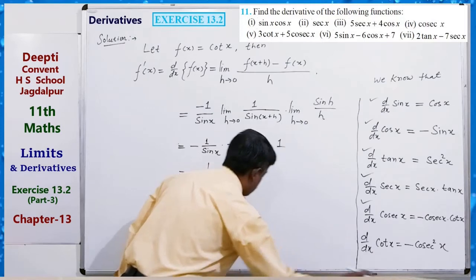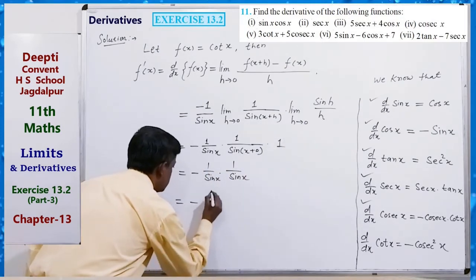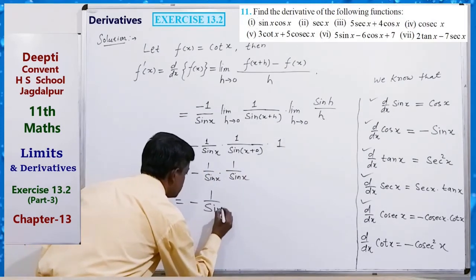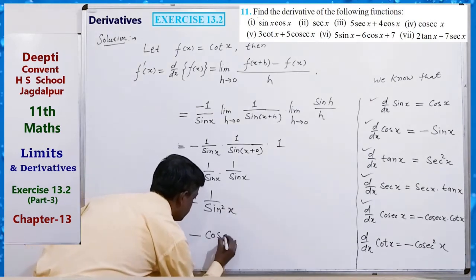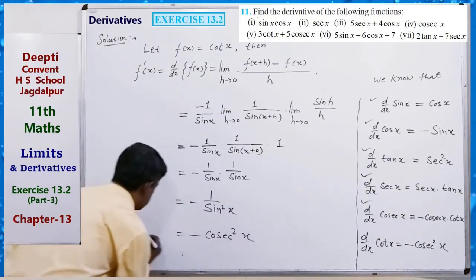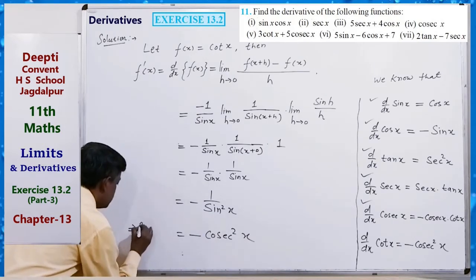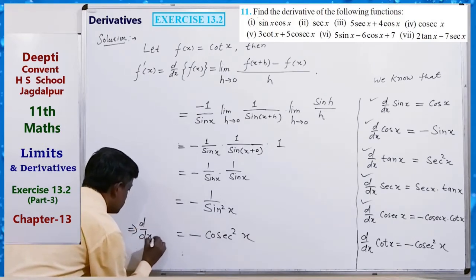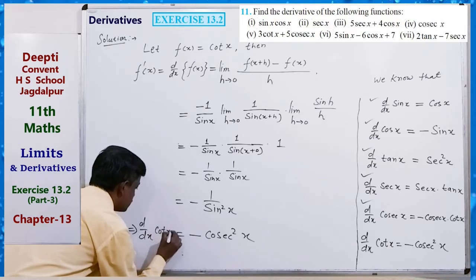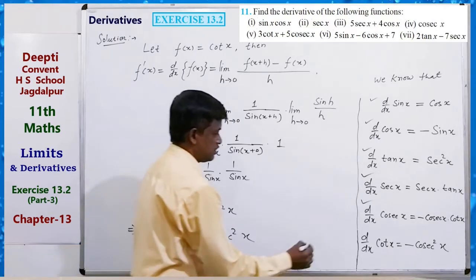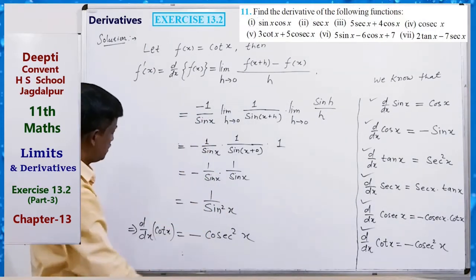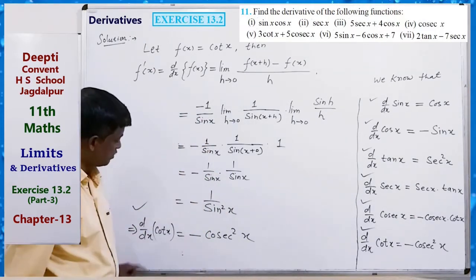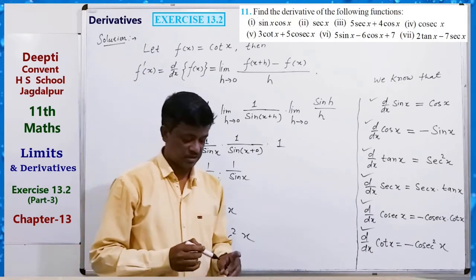1 by sin is cosec. So we can write minus 1 by sin square x, minus cosec square x. So derivative of cot x is this. This is also proved by using first principle method. Cot x, derivative of cot x is minus cosec square x.